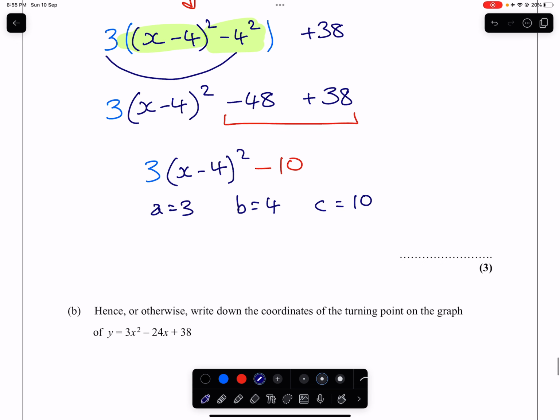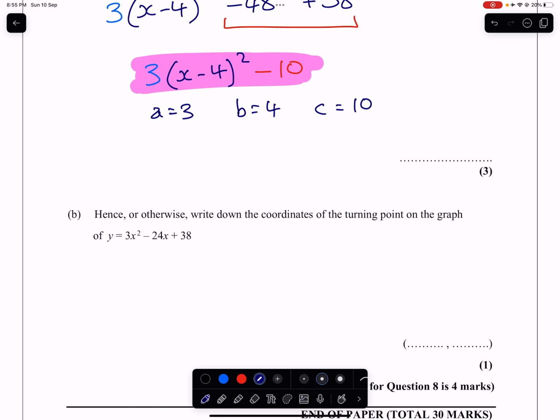Part B, hence or otherwise, write down the coordinates of the turning point of the graph. One of the main reasons why we complete the square in the first place is because when it's written in that form, we can quote the coordinates of a turning point very, very quickly. Coordinates are the opposite of the number that's with the x. So the opposite of that minus 4 becomes a positive 4, comma, whatever number is here on the right hand side, minus 10. So 4 comma minus 10 are the coordinates of our turning point.